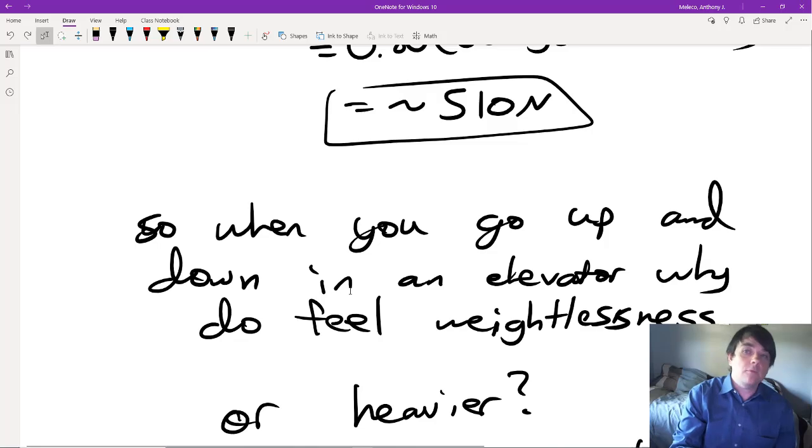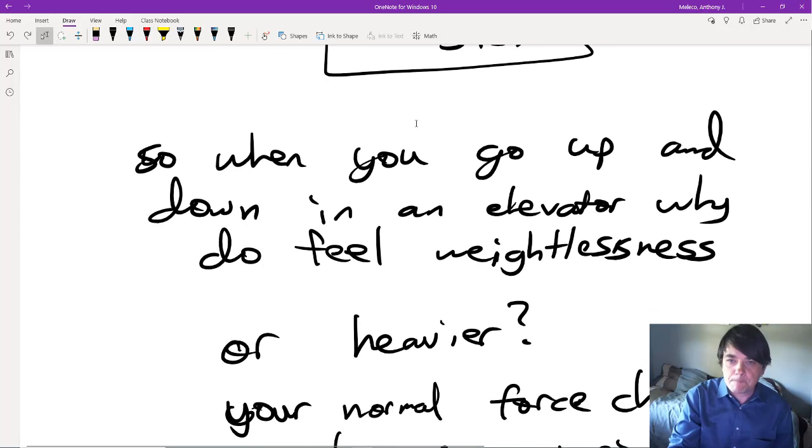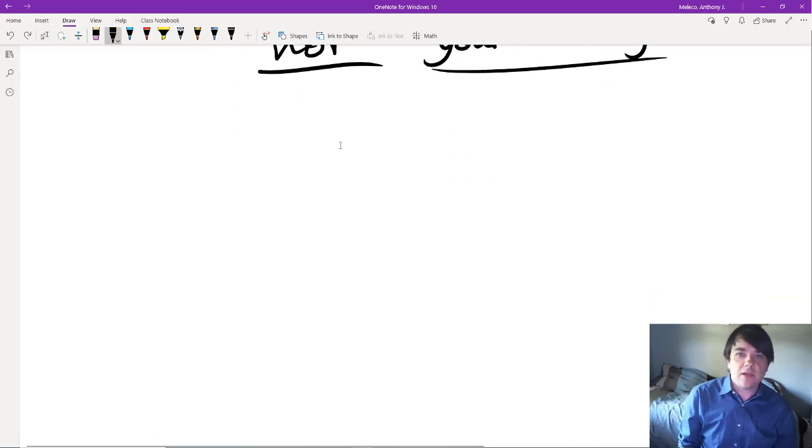And so, yeah, that's also why you would feel heavier. If you were accelerating upward, instead of subtracting these two, you'd be adding them. And so it'd be like 1.2 mg or 1.5 mg. Okay? So I hope that makes a lot of sense.